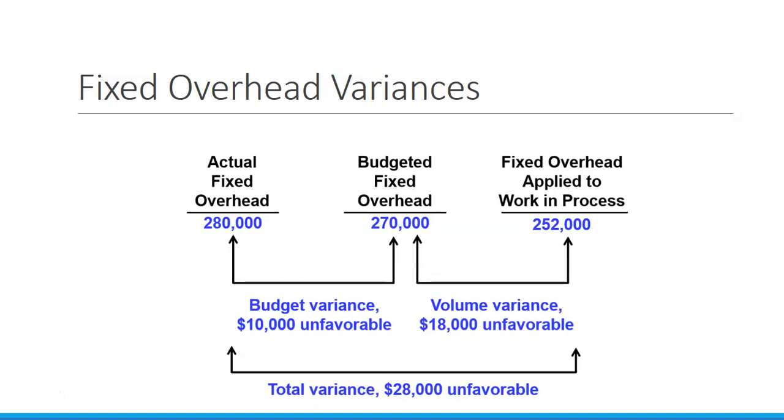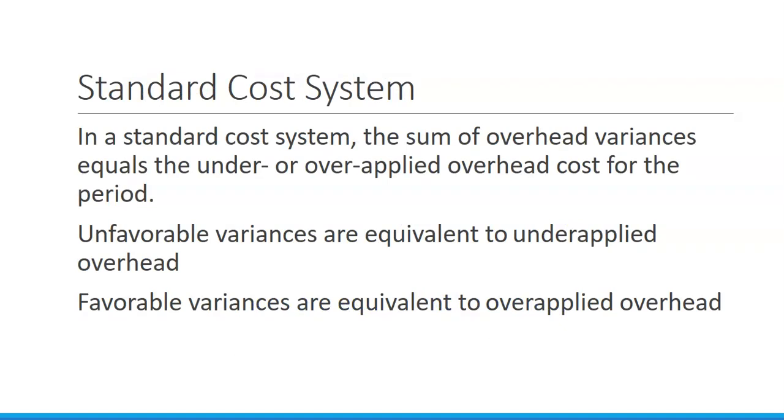The fixed overhead applied to work in process is based on those actual machine hours used. And then we have our actual fixed overhead. So we have a budget variance that is 10,000 unfavorable and then a volume variance that is 18,000 unfavorable. And our total fixed overhead variance is 28,000 unfavorable. In a standard cost system, that total 28,000 unfavorable would equal the under applied overhead. If it was a favorable variance, that would equal the over applied overhead.